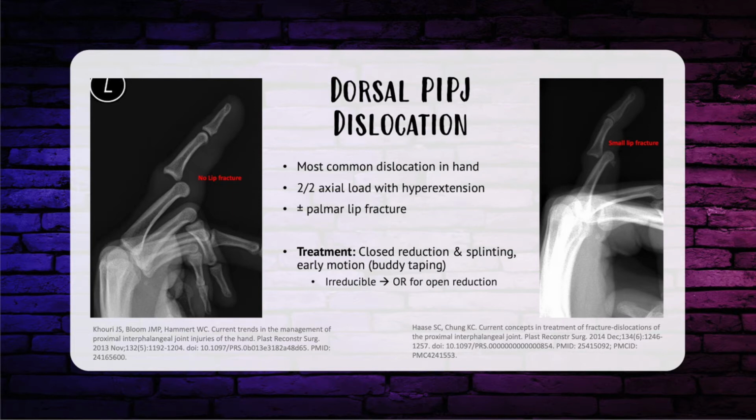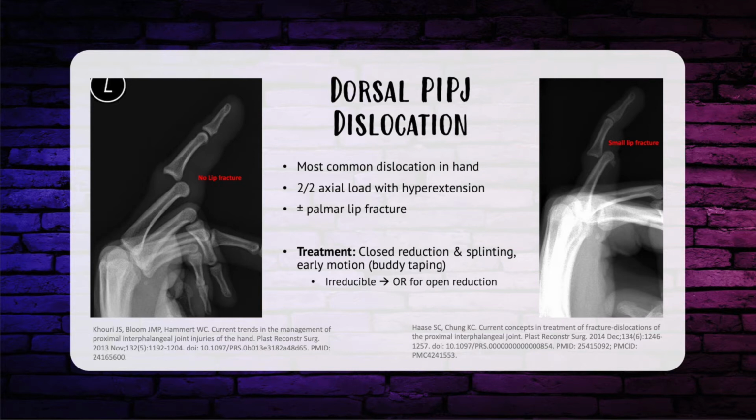Sure. Dorsal dislocations are the most common joint dislocations in the hand, and it's secondary to axial load with hyperextension. This can be associated with or without a palmar lip fracture, but this is inconsequential from a stability standpoint since the middle phalanx is completely intact. This is typically reduced by applying longitudinal traction.